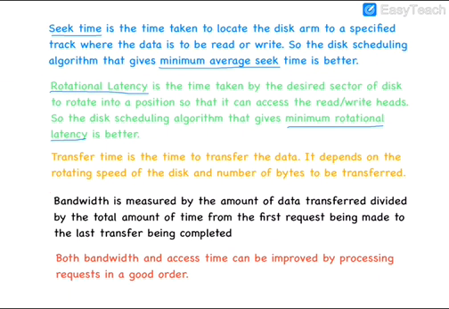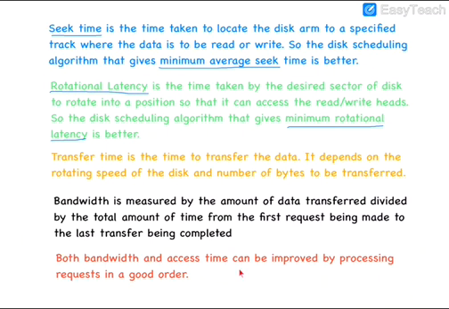Bandwidth is the amount of data transferred divided by the total time from the first request being made to the last transfer being completed. That is how we calculate bandwidth. The amount of data transferred is divided by the time from when you made the first request to when the last request has been completed, which gives us the bandwidth.